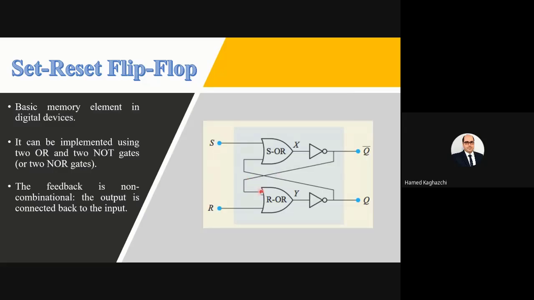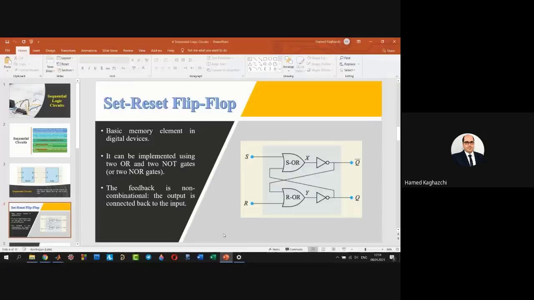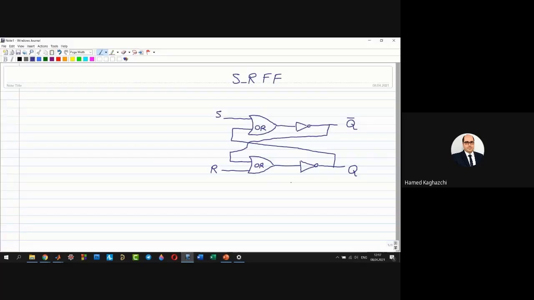Where is the input in the case of this circuit? Let's investigate this circuit, and I want to show you how the set-reset flip-flop works. Let's explain this circuit.